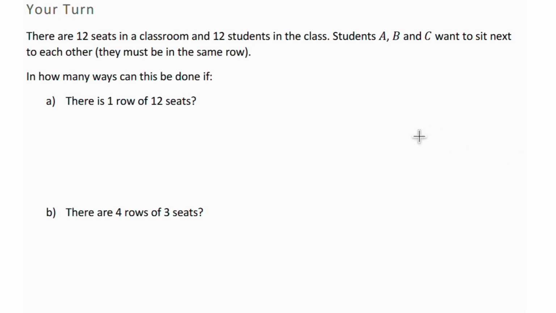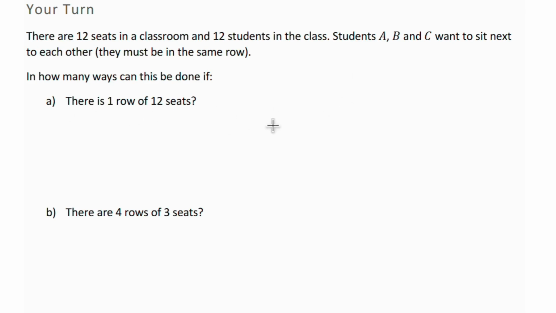Let's take a look at this problem. There are 12 seats in a classroom and 12 students in the class. 3 students, A, B and C, want to sit next to each other, and they must be in the same row to be sat next to each other. It's not one behind the other, they're sat next to each other. In how many ways can this be done if? And we're going to look at various scenarios here.